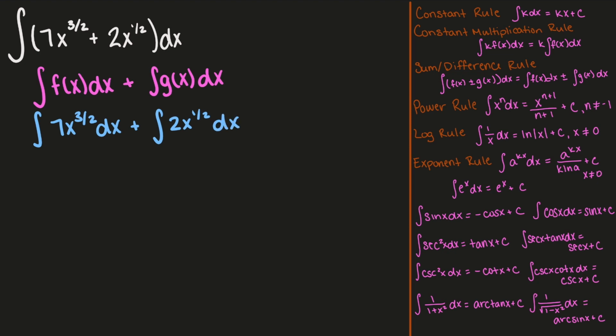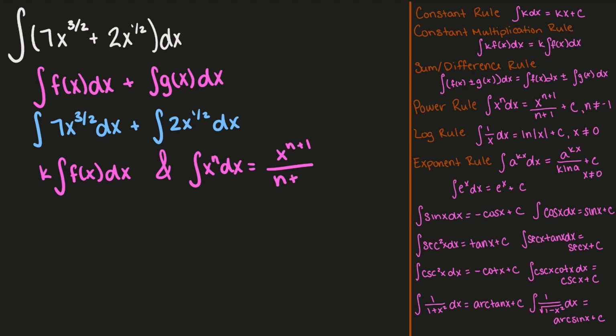So next, let's look at two different rules. We'll consider our constant multiplication rule, which we can use to rewrite our constants on the outside. So this will be k times the integral of f of x dx. And we'll use our power rule again, which says the integral of x to the n dx is equal to x to the n plus 1 over n plus 1 plus c. So we'll use both of these rules here. This 7 is our k, and our n is equal to 3 over 2 for our first term. This 2 is our k in our second term, and our n is equal to 1/2.